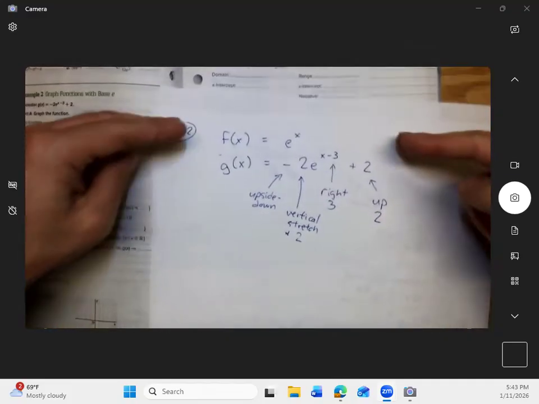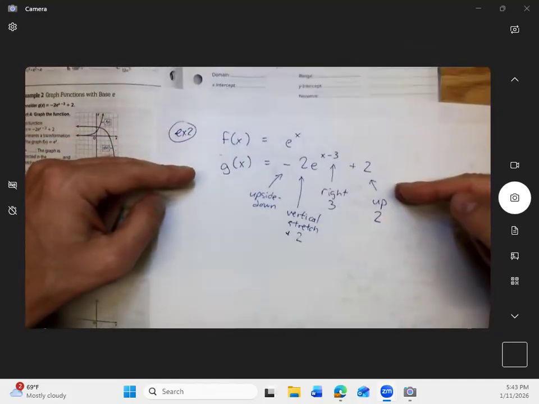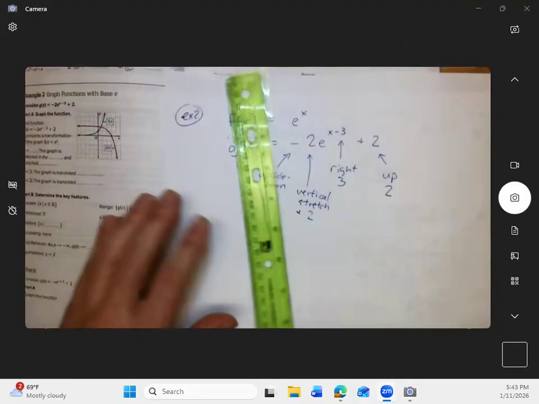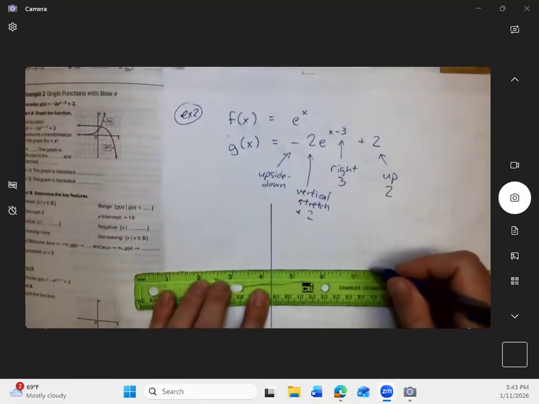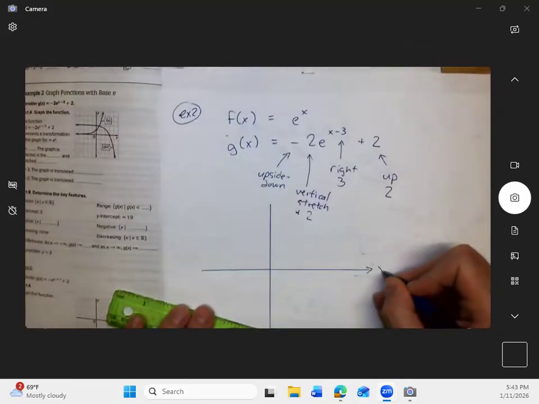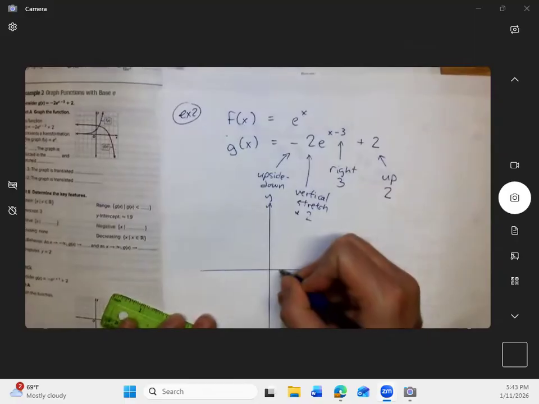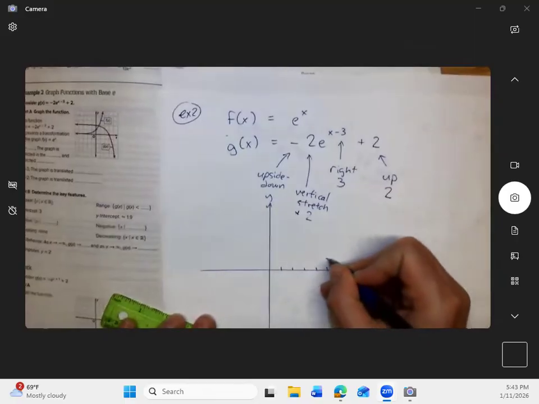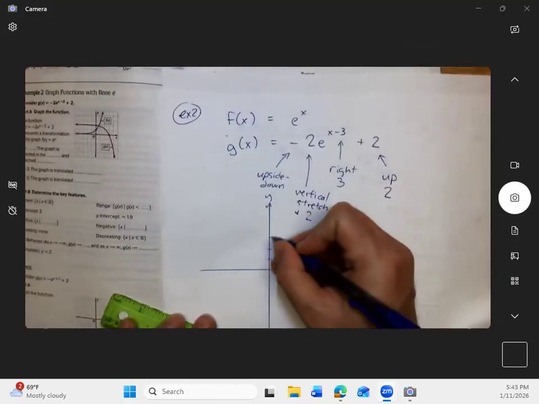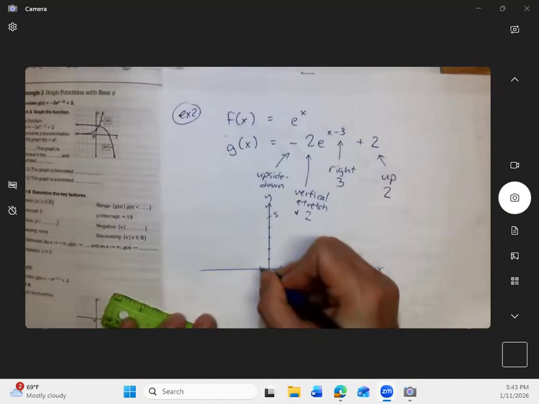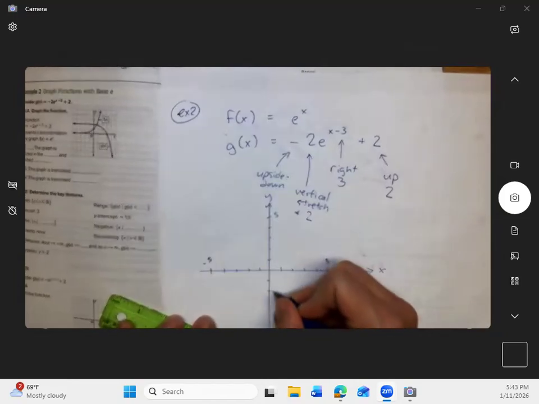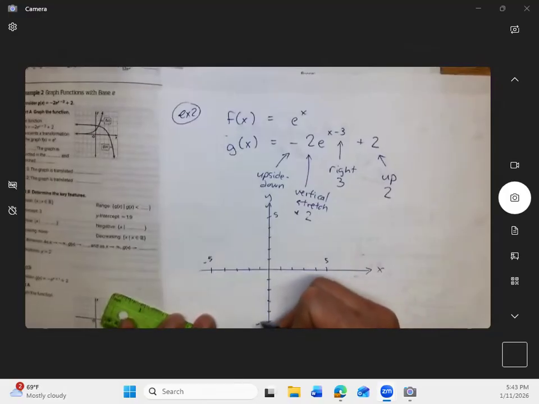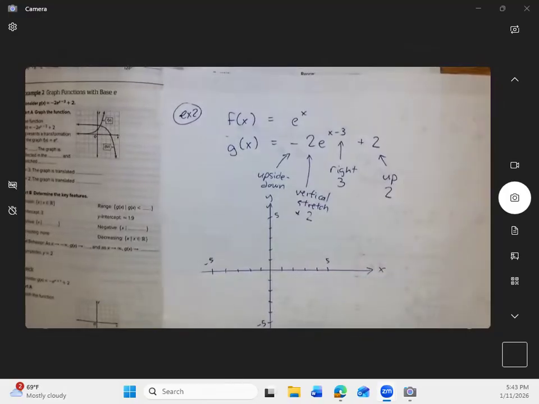Starting from the parent function, put through that set of translations, and I should get the graph g of x. Let's put both graphs on top of each other here. So let's call this x, y. Let's go 1, 2, 3, 4, 5, on each axis. I think it should fit somewhere here.